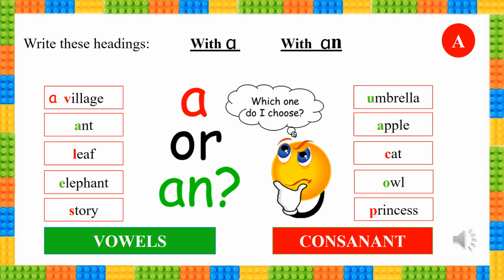Okay, let's do another example. See the word ant. The word ant starts with a vowel. The letter A is a vowel. So we use an for words beginning with vowels. We write an ant. So children, now it's your turn to write the word using the correct heading.